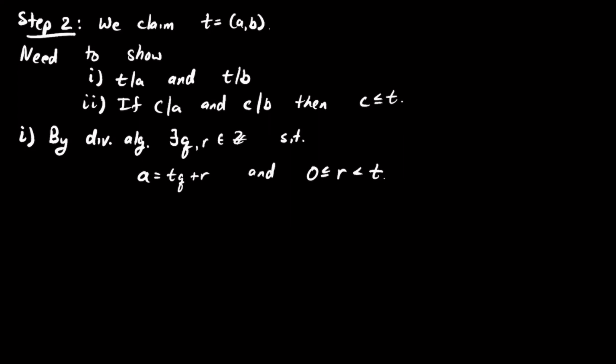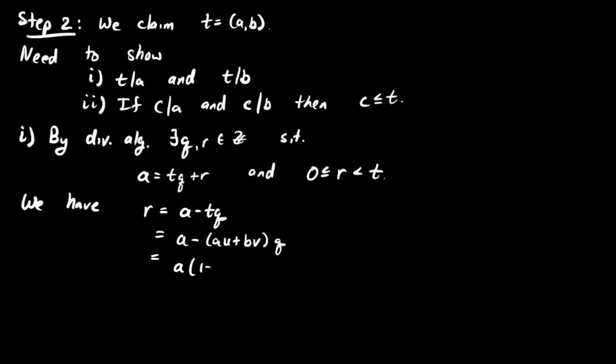Well, let's rewrite the statement. Let's inspect this. I could write R as A minus TQ, so I'm just rewriting this equation, and we have an expression for T. We said that T was equal to AU plus BV. That was our T from earlier. It's our smallest element of our set S. And we can shuffle this around a little bit and rewrite R as the following. We could say R is A times (1 minus QU) plus B times (negative VQ).